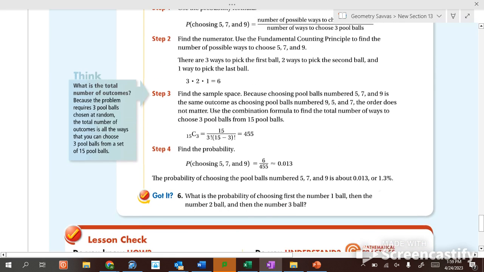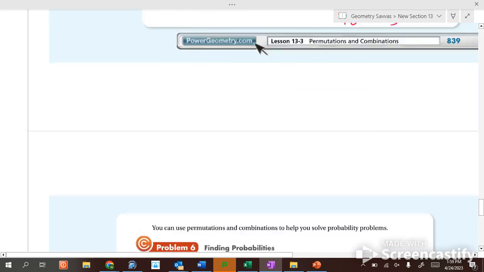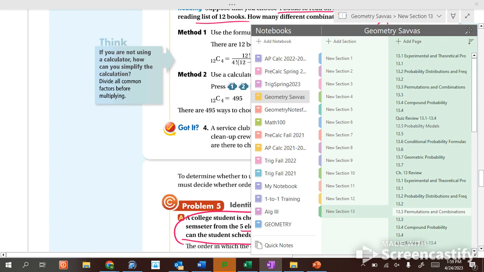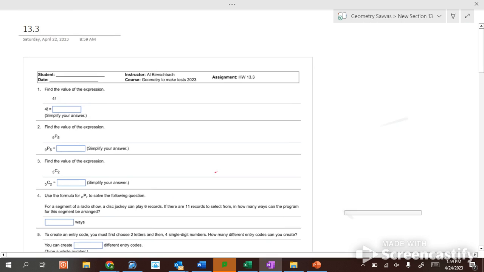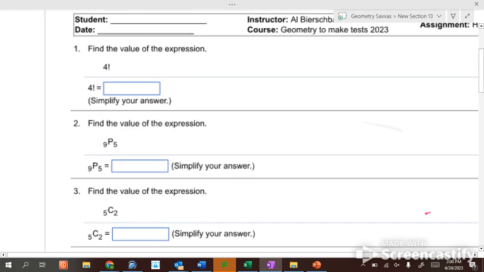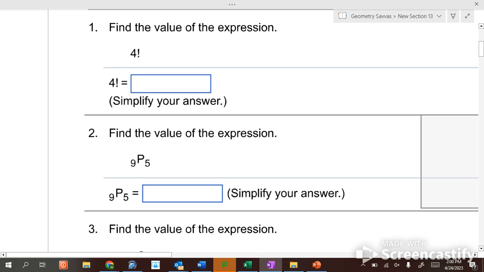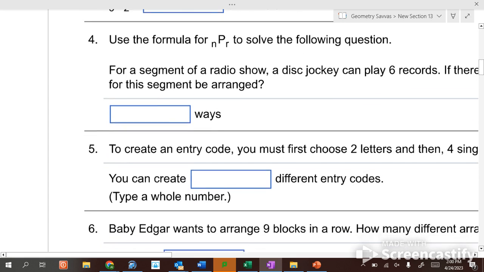And then we're going to use a different method for that. So let's go and see what kind of homework problems there are so you kind of have a better chance of getting through them. All right. 4 exclamation point is not 4 and me yelling really loud. It's 4 times 3 times 2 times 1, which is 24. 9P5 and 5C2, you know how to do already.